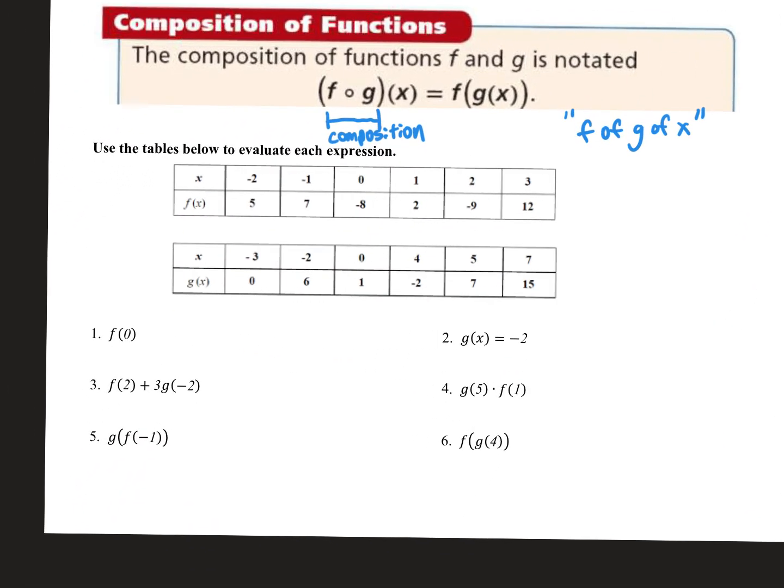So if you see here, we have two tables. One is for f(x), and the other one is for g(x). So two separate functions. Remember, x is our input, and f(x) is our output. And then for the other function, x again is our input, and g(x) is our output. For the first one, f(0) is saying evaluate when x is 0. So when I plug 0 into my function f, what do I get out? I get out -8.